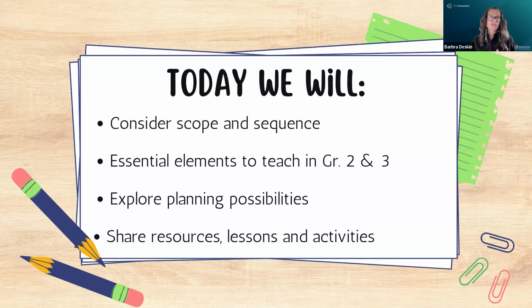We'll consider a scope and sequence that could possibly work for us. We will consider the essential elements that we'll want to teach in grades 2 and 3. I didn't take the time to look back at K and 1, but we can certainly talk about that, and I'll show you where we can look for those curricula as well. Then we'll explore planning possibilities: a long-range plan, a weekly plan, a theme or unit plan. Then we'll move on to sharing our resources. I'll share one or two things with you. We can talk about lessons and activities, if we have time.